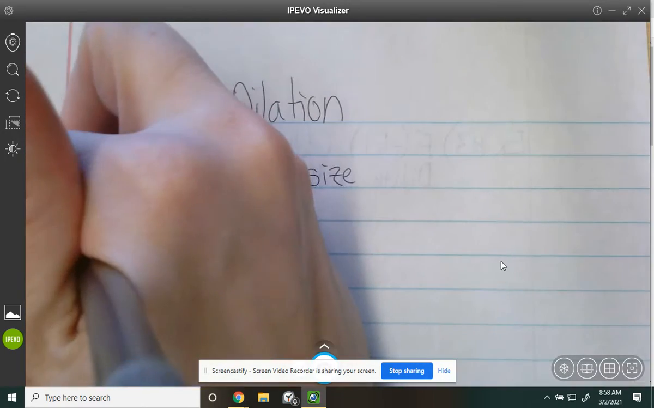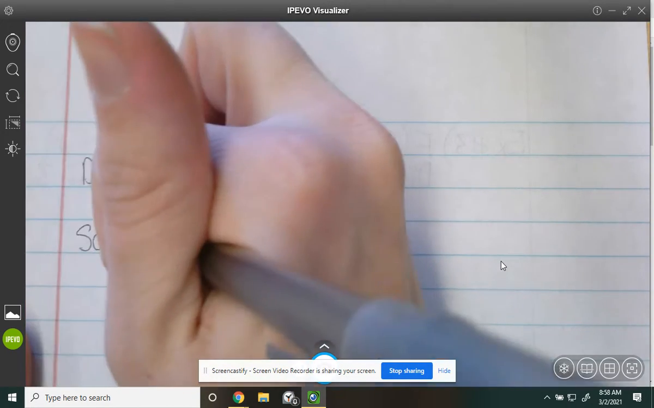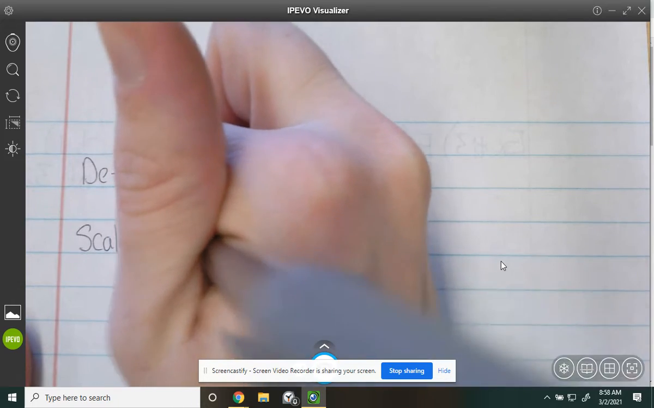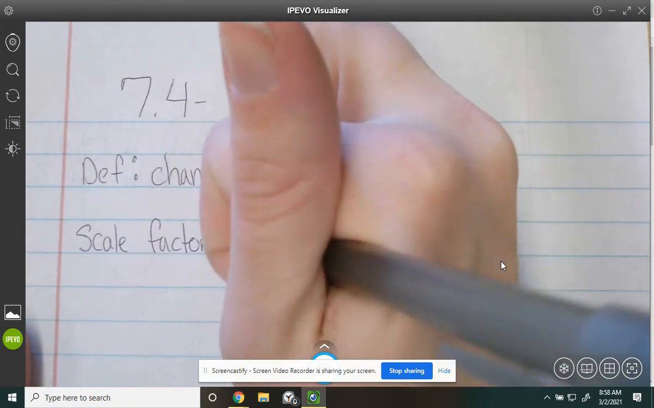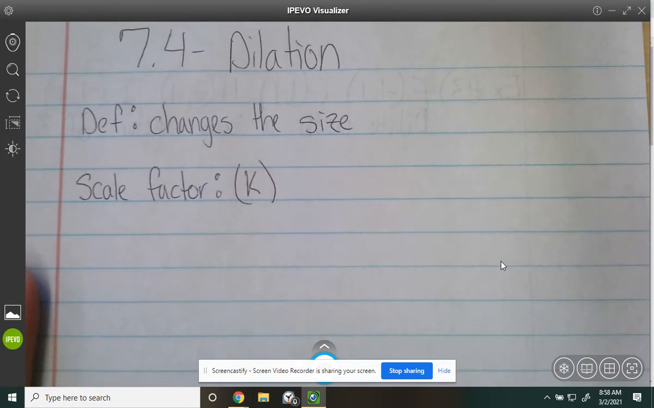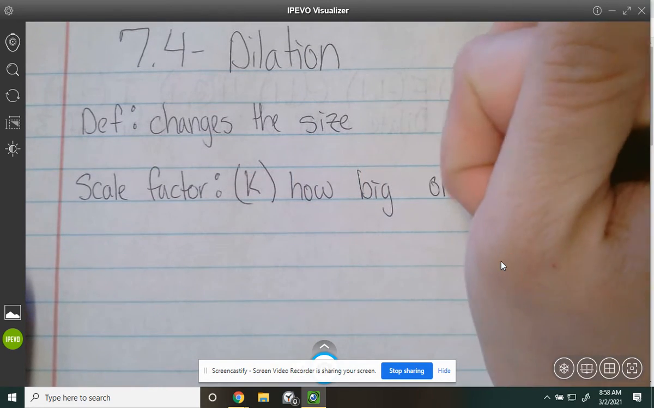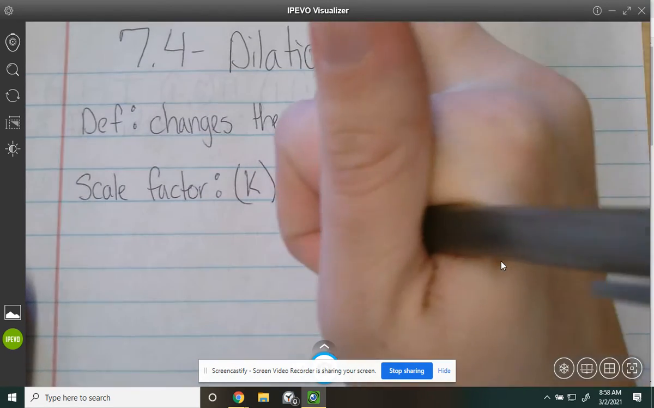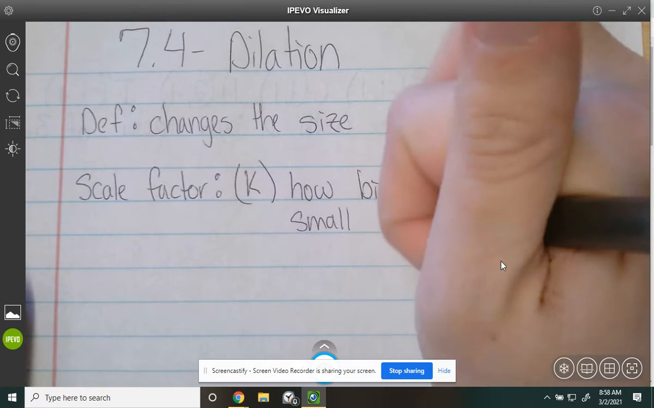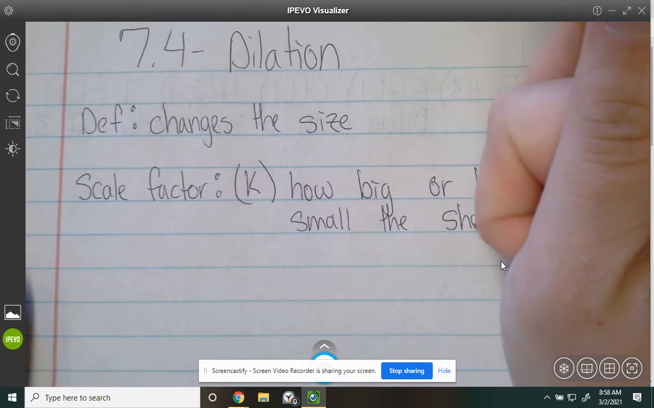So to define what dilation is being used, we use the scale factor. And the scale factor is represented by the letter K. Why? I don't know. It just is. And this tells us how big or how small the shape is going to get.